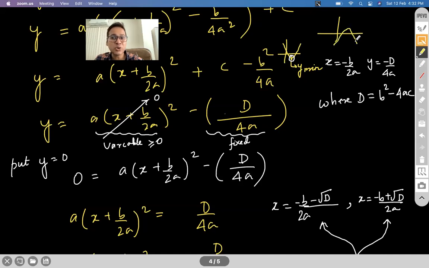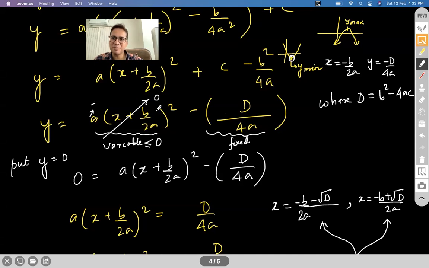Why didn't the vertex coordinates change in this case? In this case, vertex is a point where your y coordinate is the maximum possible value, right? Now, here the situation will slightly change. Here, this is variable, but this variable will now be less than or equal to zero. Why? Because a is negative.